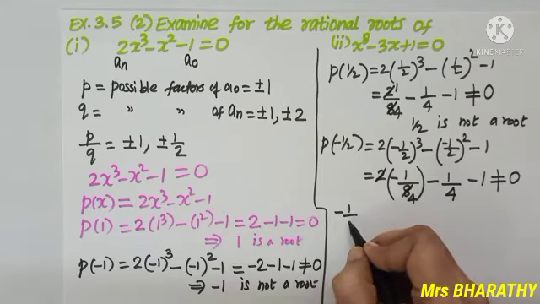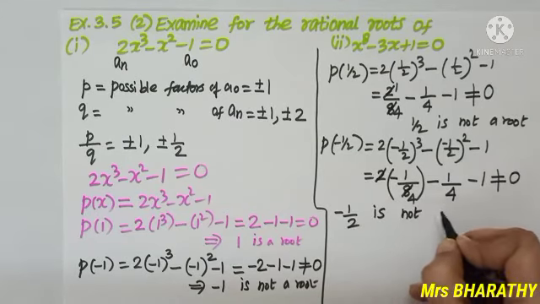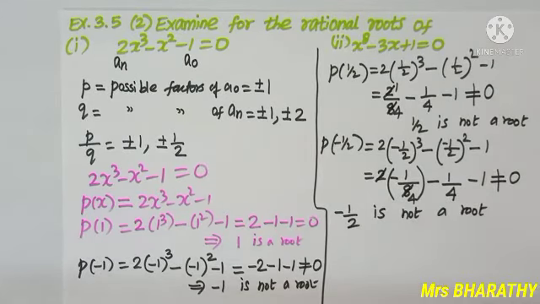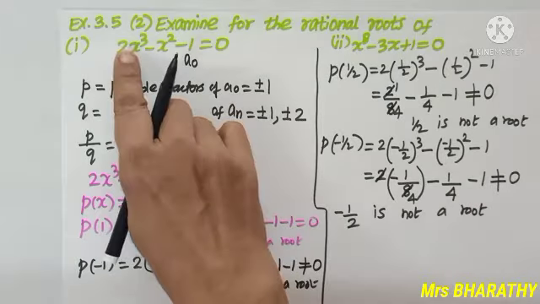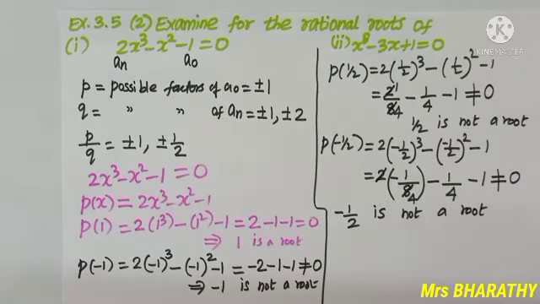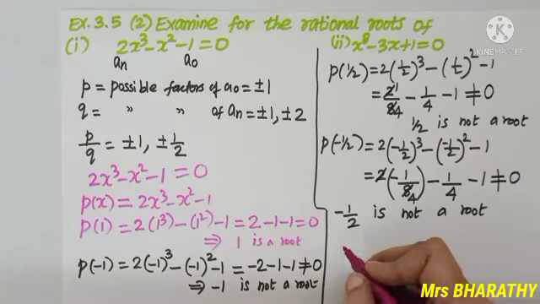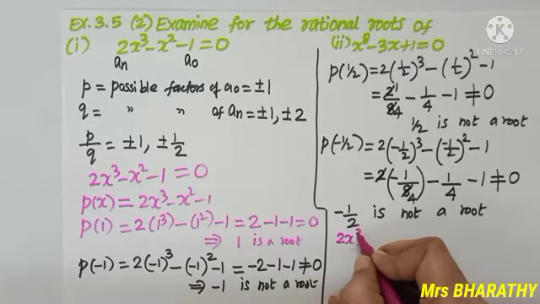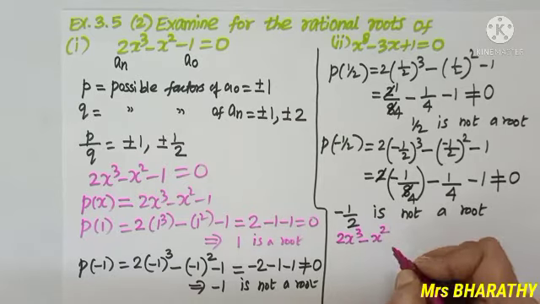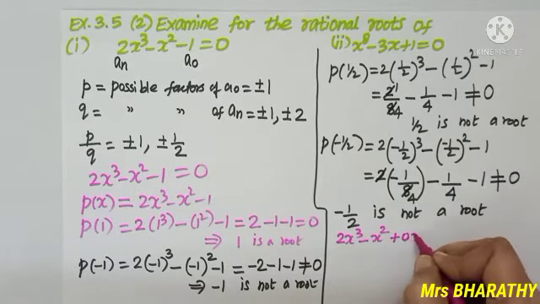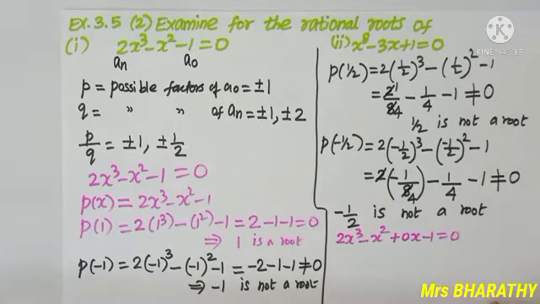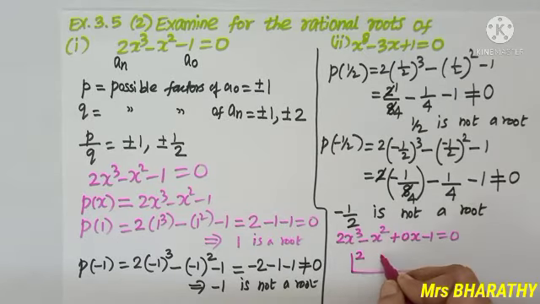Therefore, I will say minus 1 by 2 is not a root. So the only possible rational root is 1. Let me check this by synthetic division. If I use the synthetic division method, the given equation is 2x cubed minus x squared. There is no x term, so let us put 0x, minus 1 equal to 0. I put the coefficients 2, minus 1, 0, minus 1.